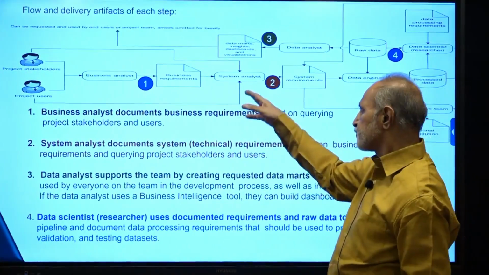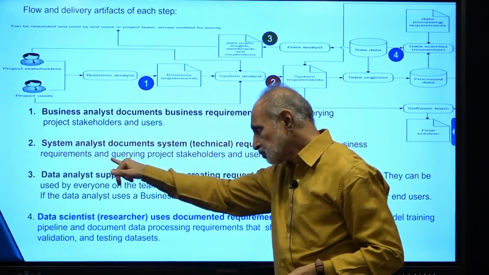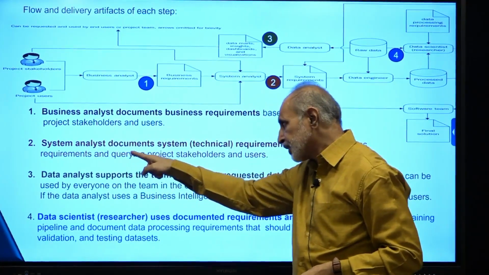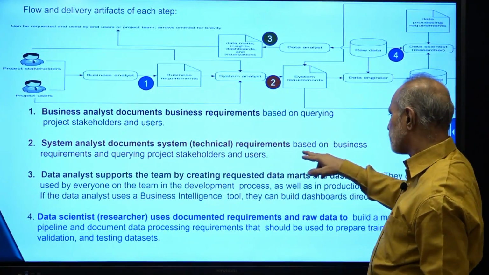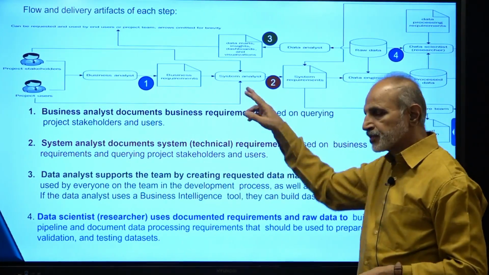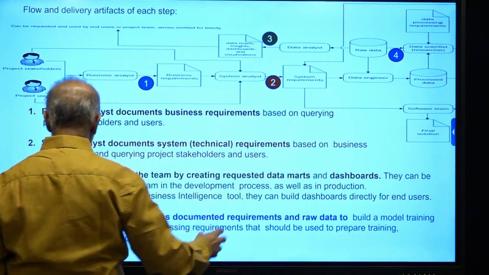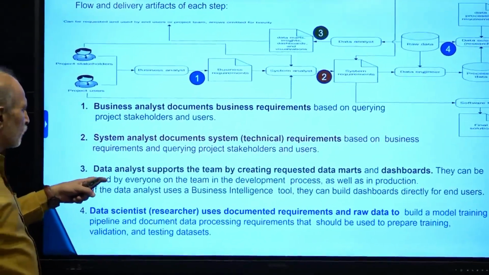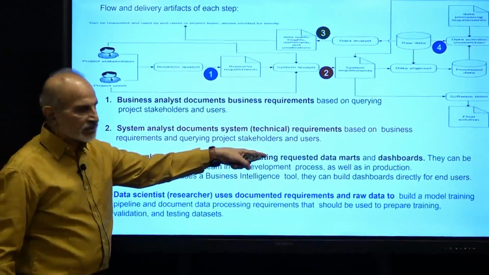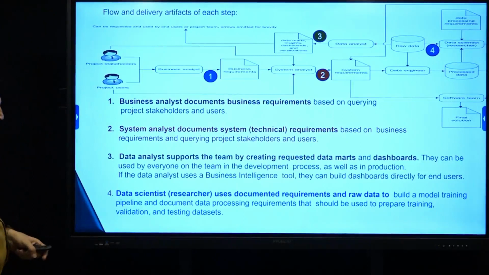This document goes to system analysis as part number 2, okay, as portion number 2. So, 2 says that system analysis documents system technical requirements based upon the business requirement and querying the project stakeholder. So, system analysis is going to give me a document which is more of a technical nature and more of a user nature, what the user requires. So, he is going to make another document of that.